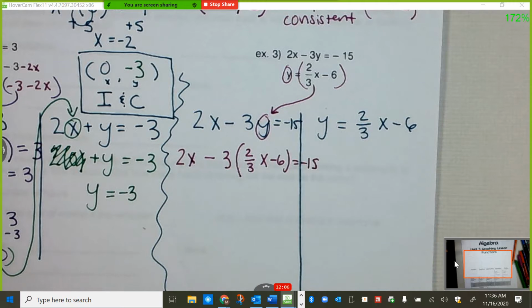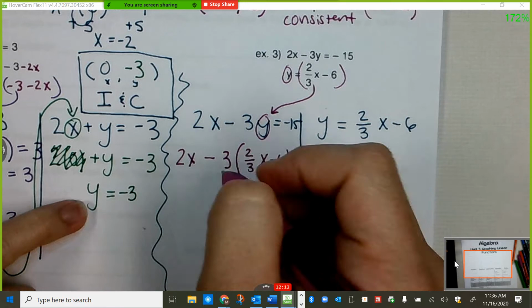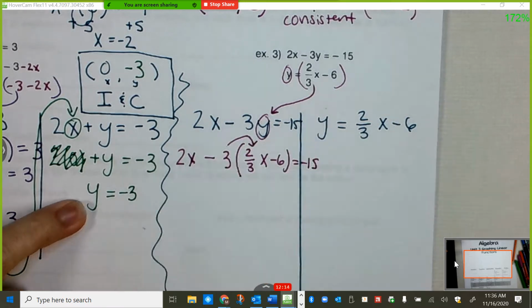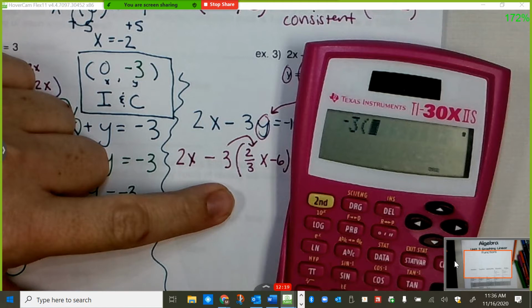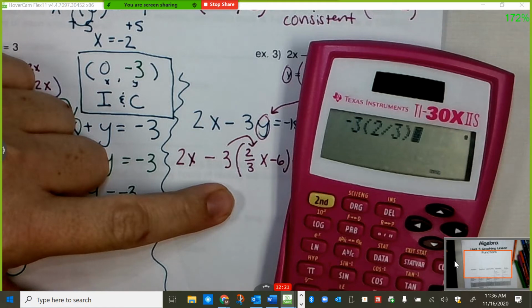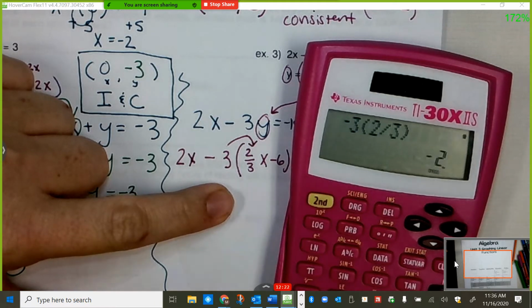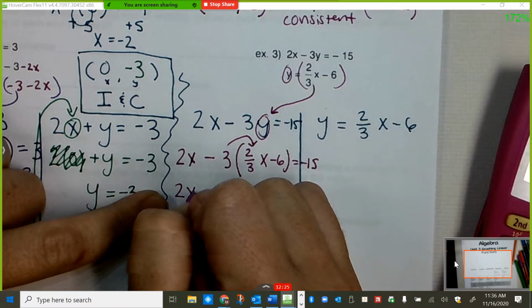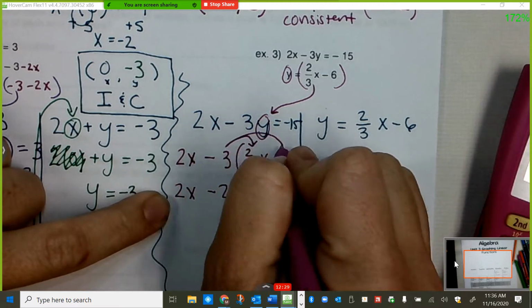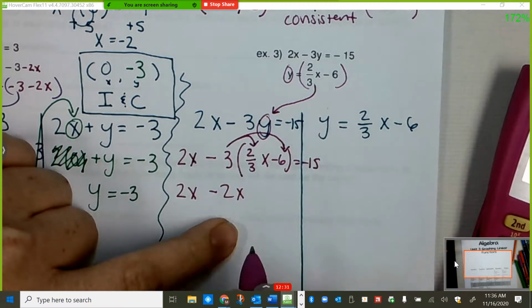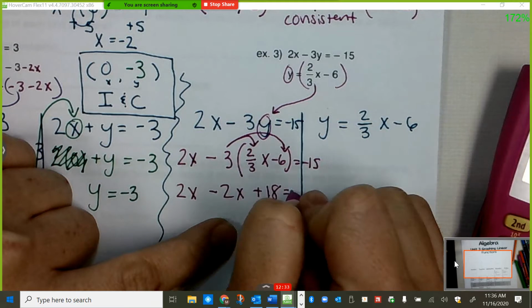So what do we need to do first to solve for x? Distribute, right? And we're distributing a negative 3. So when I come in here, I know that y'all hate fractions, so can we do this in the calculator? What does it give me? So I get 2x minus 2x. What's negative 3 times negative 6? Positive 18 equals negative 15.